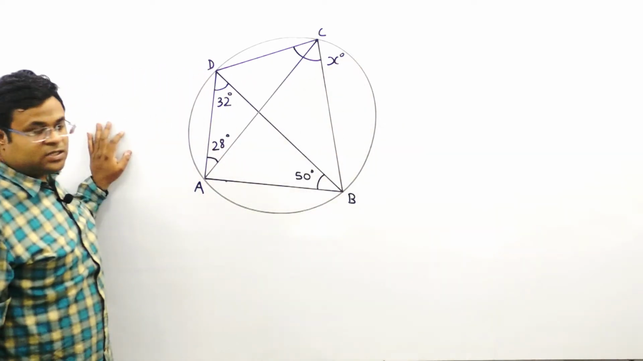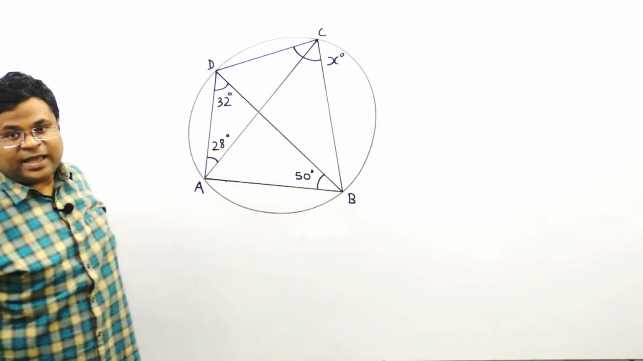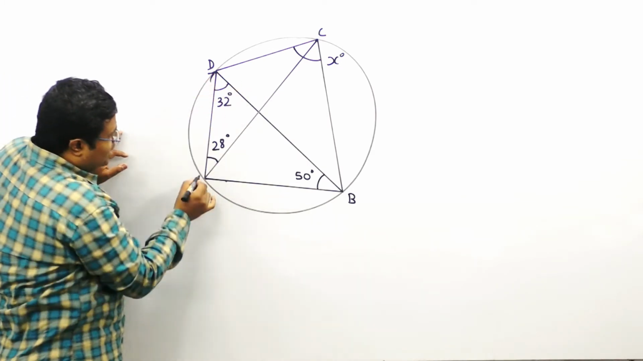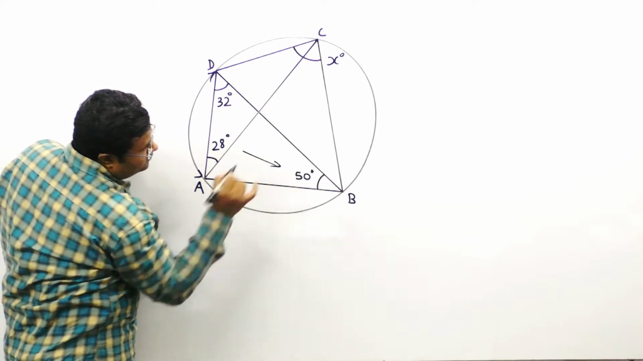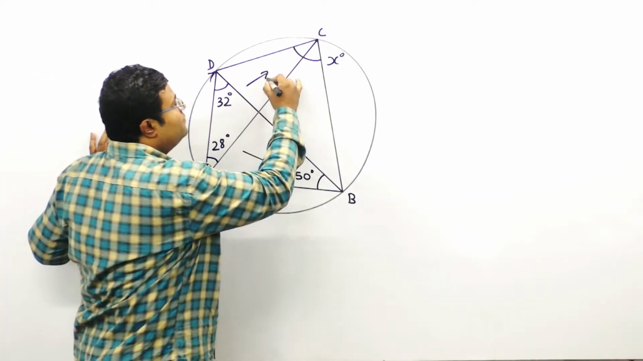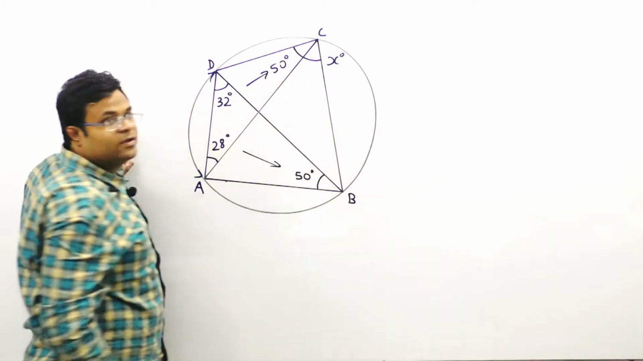This is a very easy question. This whole angle is x. First have a look at this. This is the arc DA. It is subtending 50 degree at this part of the circumference. So obviously it will subtend 50 here, so this angle will be 50.